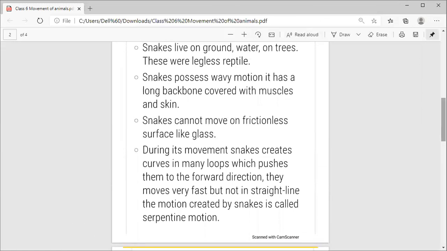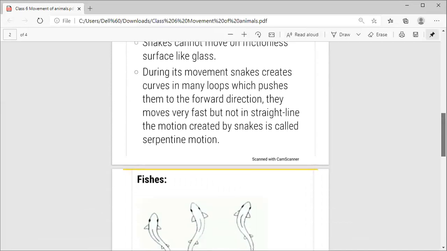During its movement, snakes create curves in many loops which push them in the forward direction. They move very fast but not in a straight line. The motion created by the snake is called serpentine motion. This is a different kind of motion, because you have seen that it always moves in loops, in a curved form, not in a straight line.